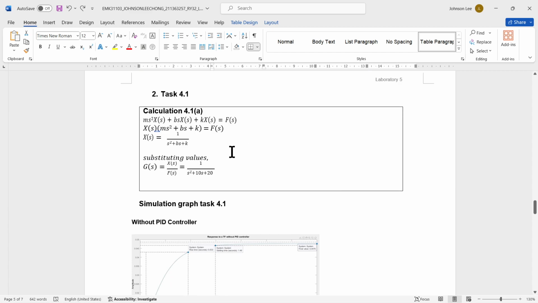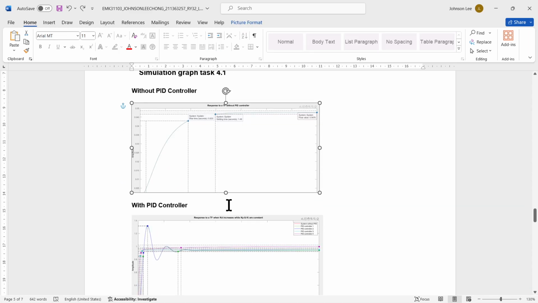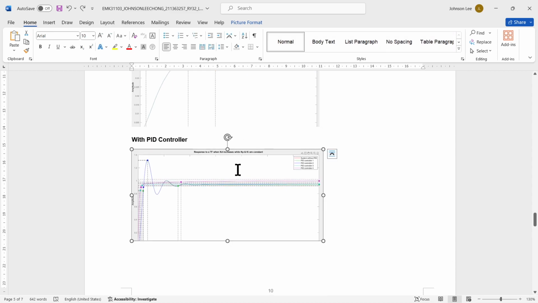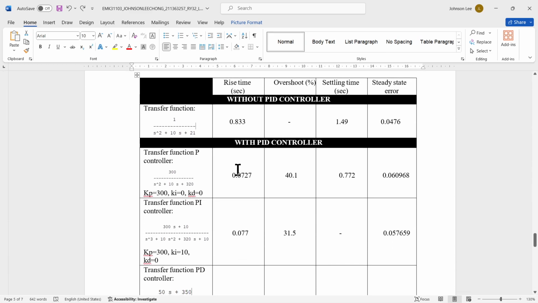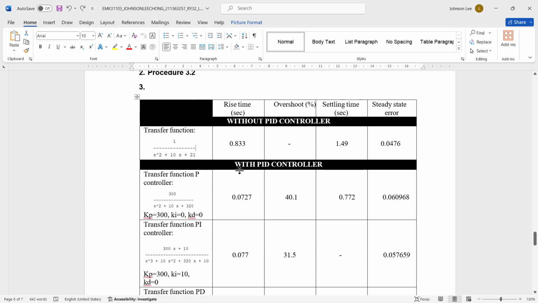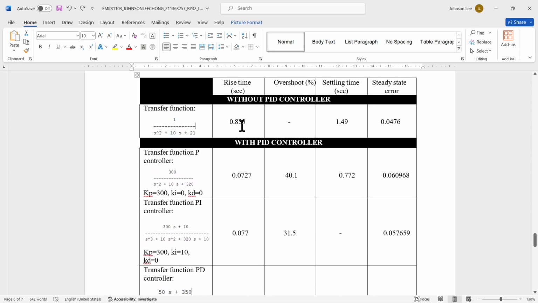For the second part, this is the calculation to be shown. After we calculate that Xs is equal to 1 over s square plus bs plus k, we can substitute the value into the Gs to find the value of Gs. For graph 4.1, this is the graph without the PID controller, and this is the graph with the PID controller.